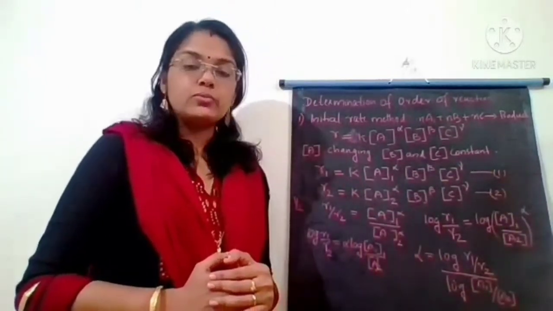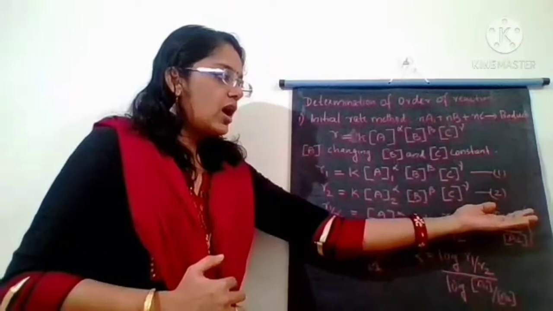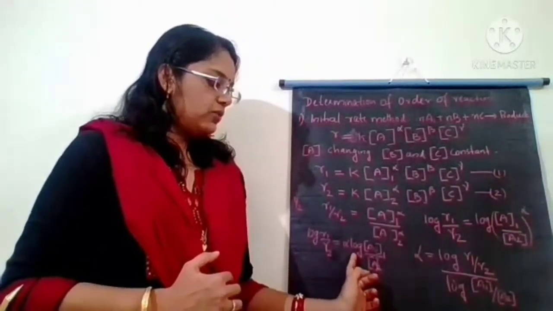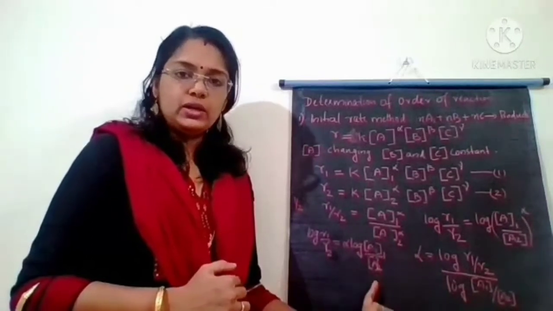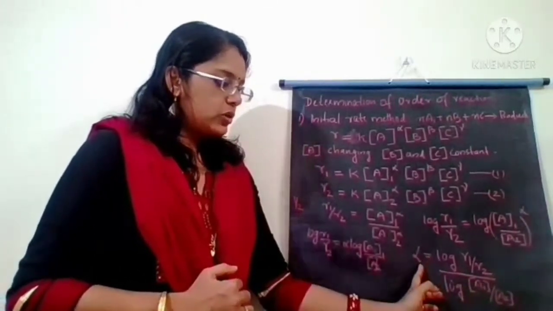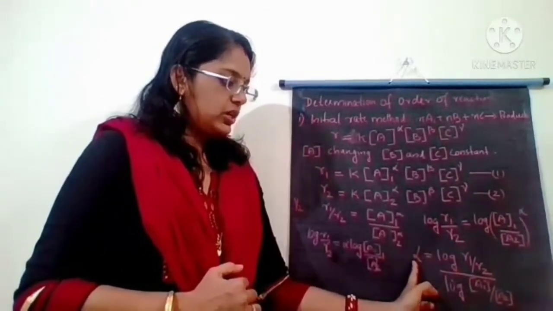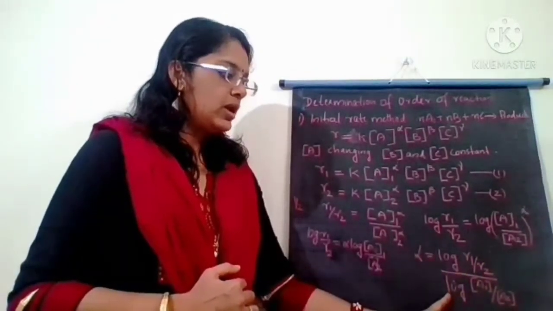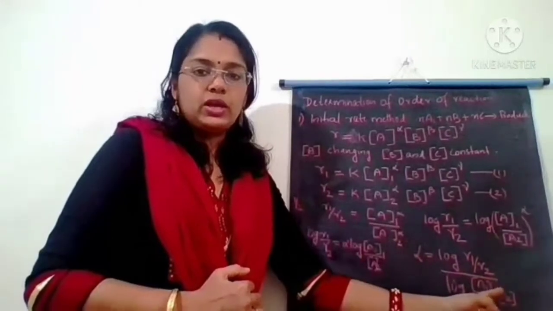Log A raised to B means B log A. So here alpha will come in front. So log R1 by R2 is equal to alpha into log of A1 by A2. So we can find the order of the reaction, that is alpha is equal to log of R1 by R2 divided by log of A1 by A2.